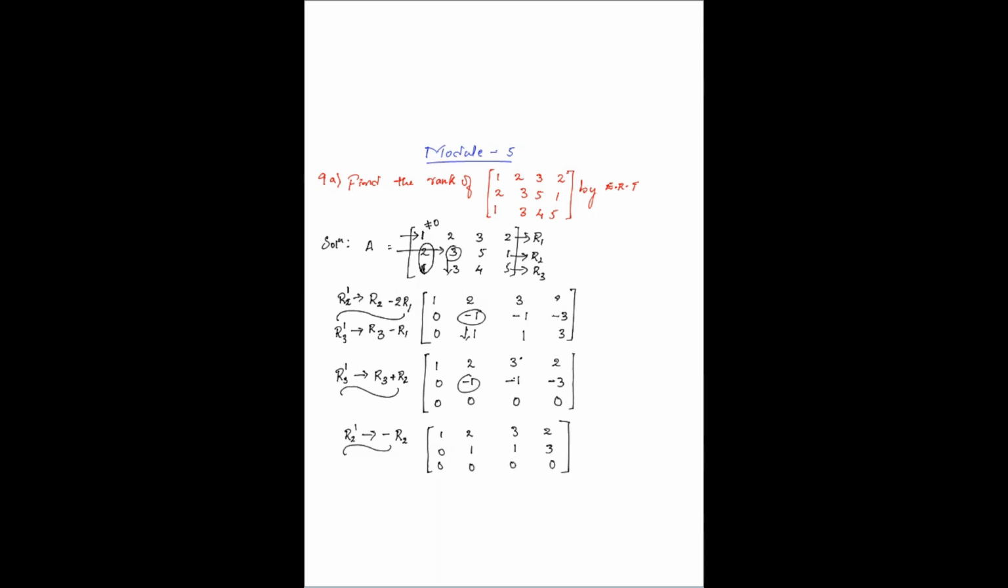Therefore the number of non-zero rows is 2. Therefore the rank of A is 2. Rank of A is what? 2. Go with the next problem.